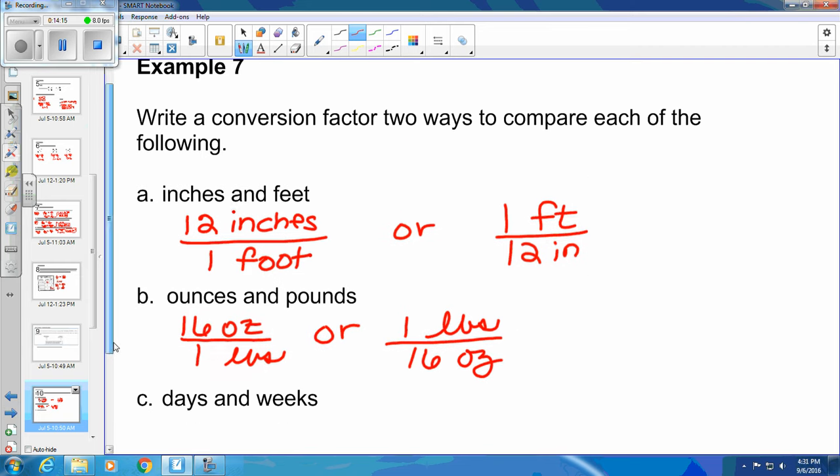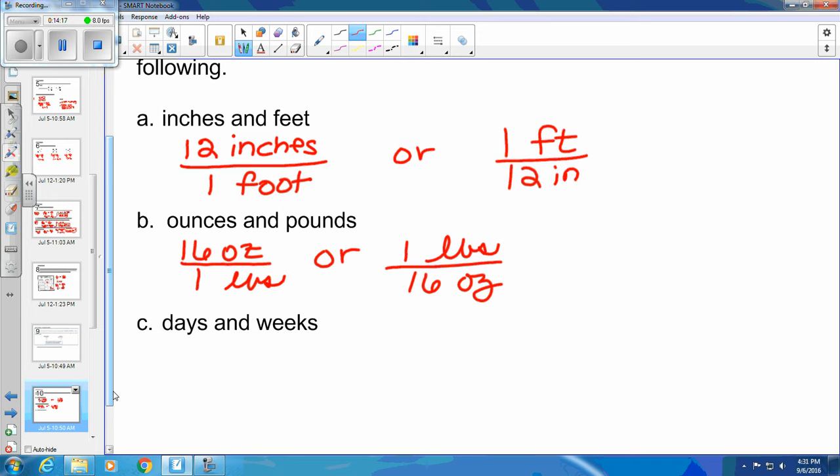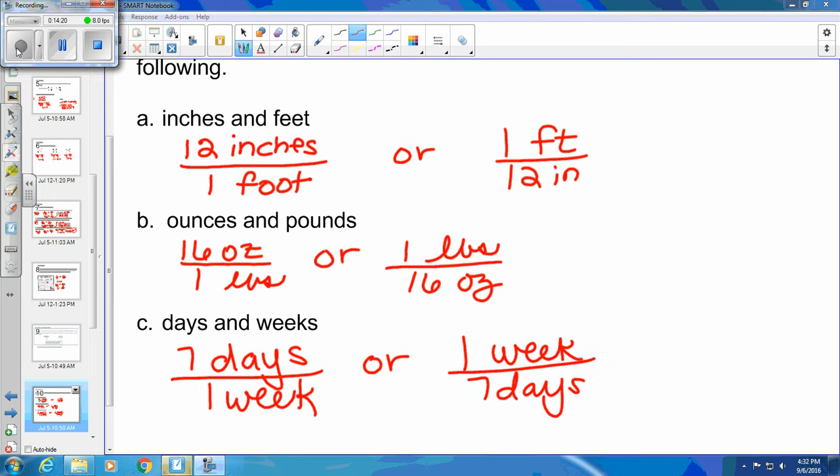Try the last one for me, and then we'll come back. I get 7 days to 1 week, or 1 week to 7 days. Okay, so this is the introduction to conversions. Now we're going to actually do a little bit of converting.